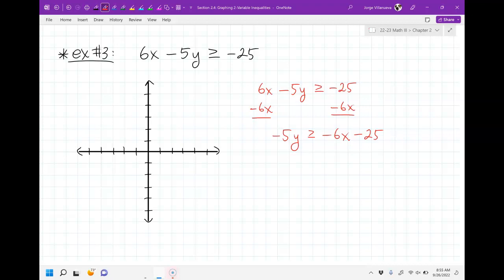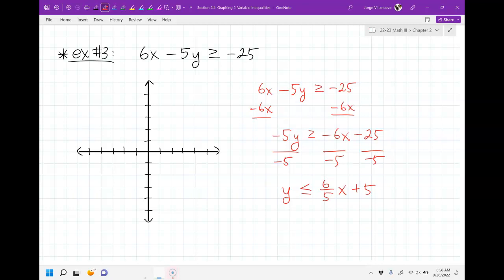I think I'm hearing some people saying, I can hear the S's. What am I supposed to do with the greater than or equal to? Switch it, right? Anytime you're dealing with an inequality and you divide by a negative, you got to switch the inequality. So let me do the step here. Divide by negative 5. So we get y less than or equal to, okay, less than or equal to, it switches, 6/5 x plus 5.